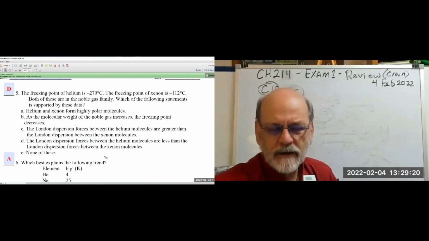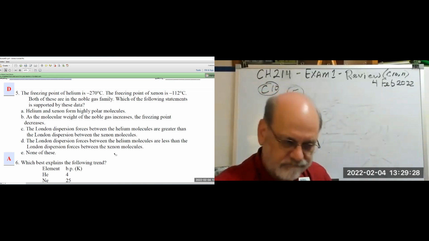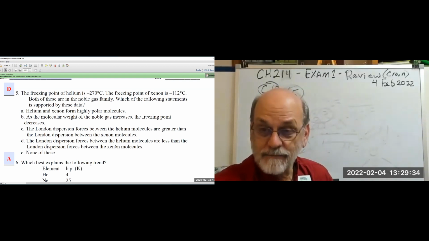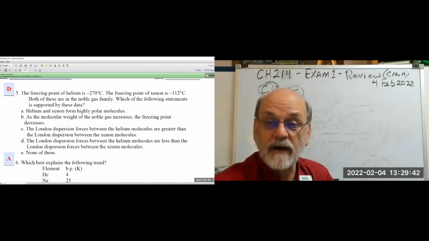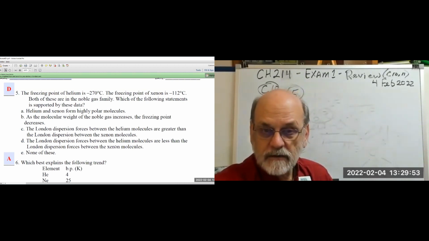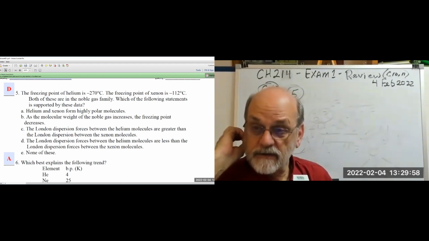In fact, I think liquid helium's freezing point, yeah, that should be the coldest bulk substance that we can create. The freezing point of xenon is minus 112, so that freezing point is much higher. Both of these are in the noble gas family, okay? Which of the following statements is supported by these data? Helium and xenon form highly polar molecules. That's false. They can't form polar molecules, right? Because they're individual atoms.